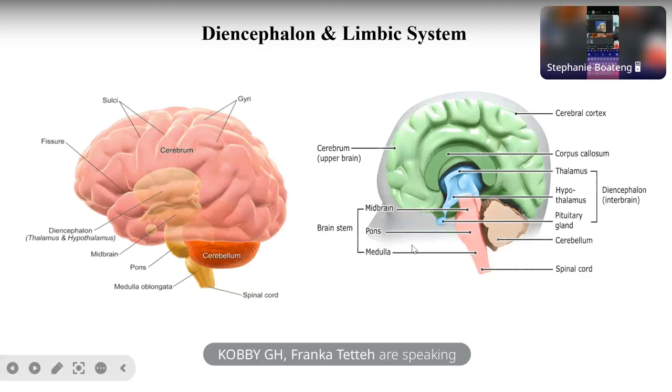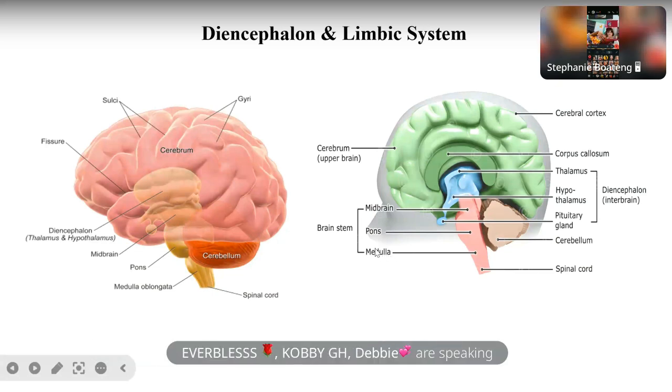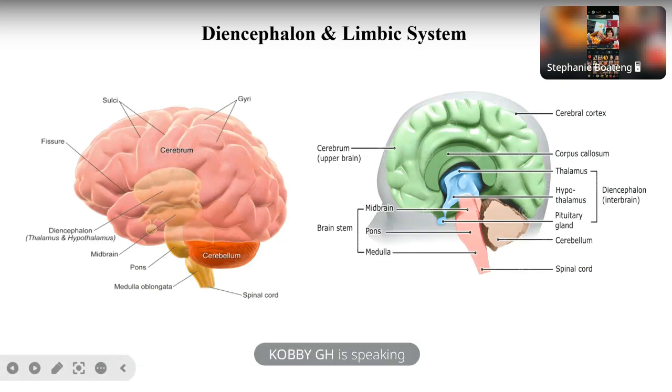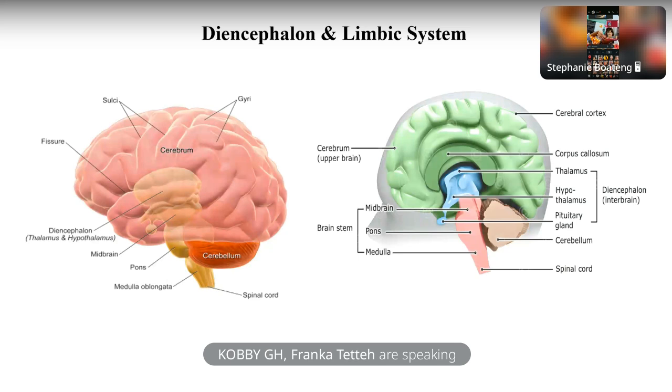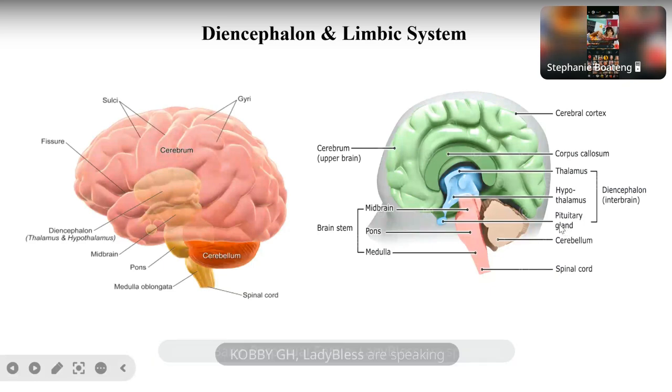Oblongata. This forms the diencephalon. Who remembers? What structures form the diencephalon? Hypothalamus, pituitary gland, and the pineal gland. The pineal gland. Good. So the thalamus, the hypothalamus, the pituitary gland, and the pineal gland form the diencephalon, or the interbrain. Is that okay?